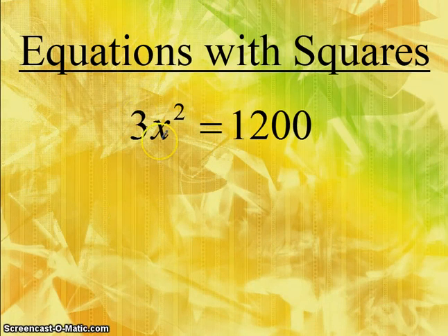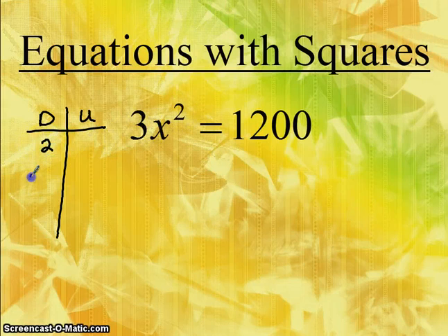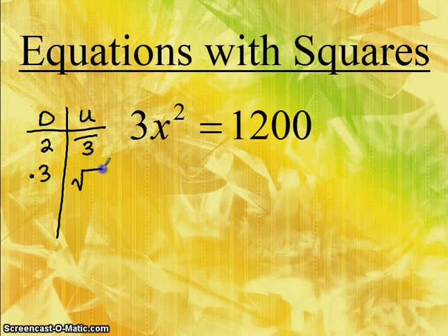All right, let's look at another example. We have 3 times x squared. If we make a do and undo chart, we would first have to square x and then multiply that by 3. So to undo this, we're going to divide by 3 and square root.